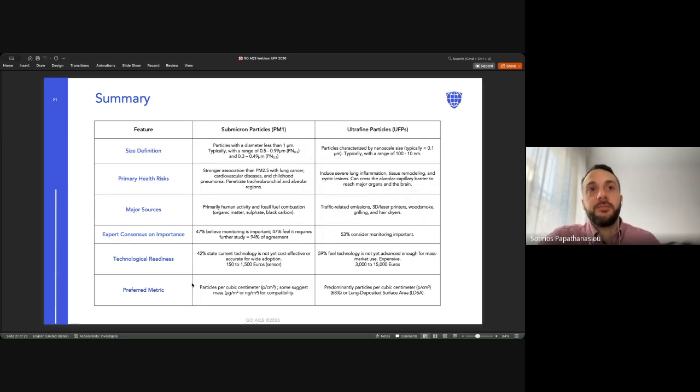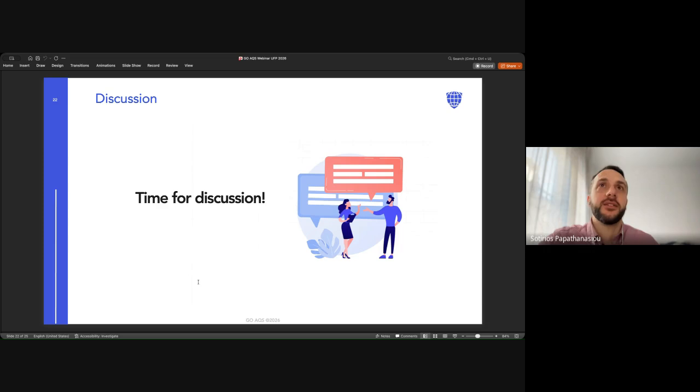The preferred metric for submicron is particles per cubic centimeter. And for ultrafines, the same, but also lung deposit surface area, which is a little bit more complicated to calculate, but it's easy. But then we have to set different standards for those different metrics, like what is acceptable as a microgram per cubic centimeter. It's quite complicated as well.